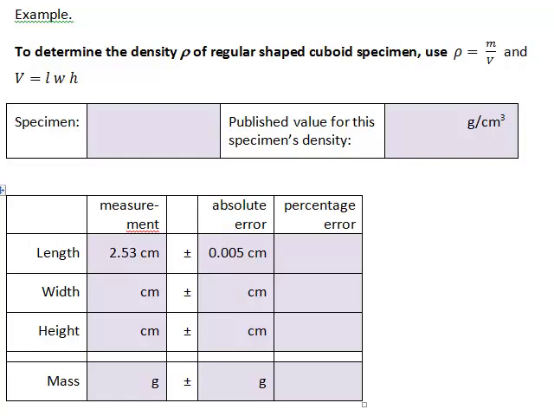This is the recording to determine the densities of the regular shaped and irregular shaped specimens that were used in the example that I videotaped. And so let me input the data.